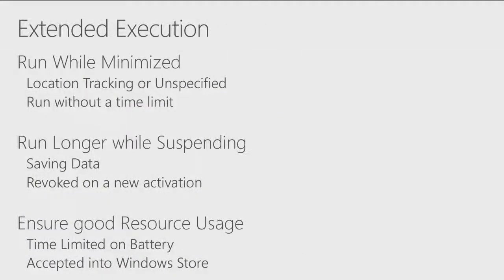Now, extended execution is the way to get a generic type of activity running in the background, a movement from the foreground to the background. In the same way, you can run while minimized, like you would do with a Win32 application, for example, using the unspecified or location tracking reasons. And if you're in a power-rich environment, or if the user has said that they will allow you to always run, then you can run without a time limit. Run as long as your application deems it's necessary.